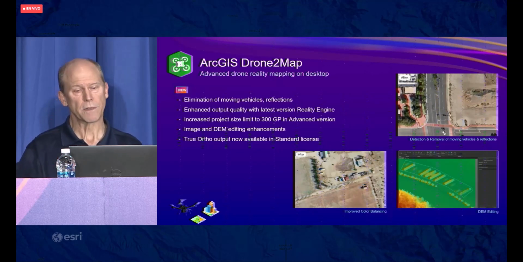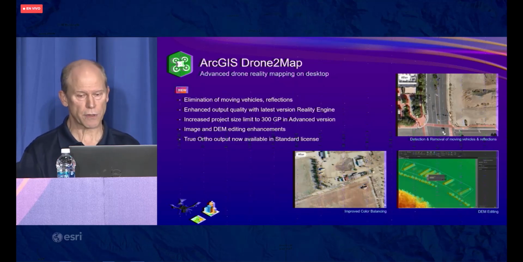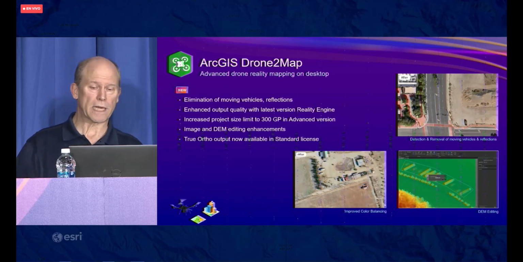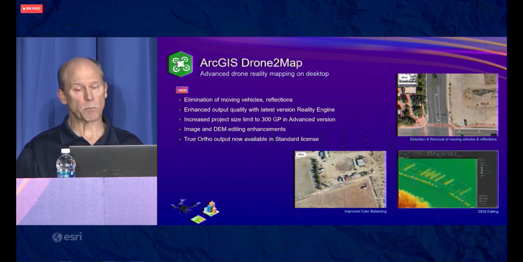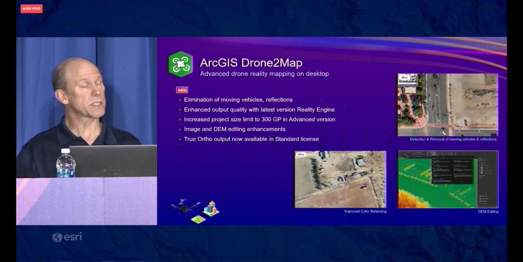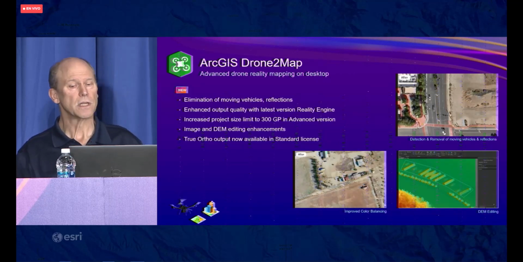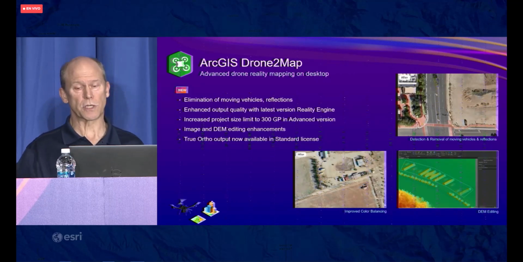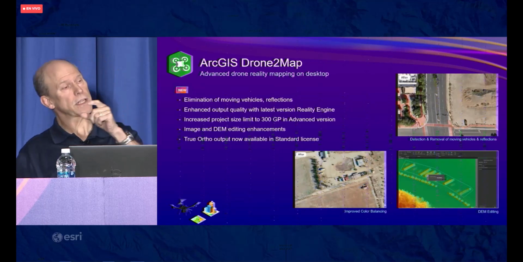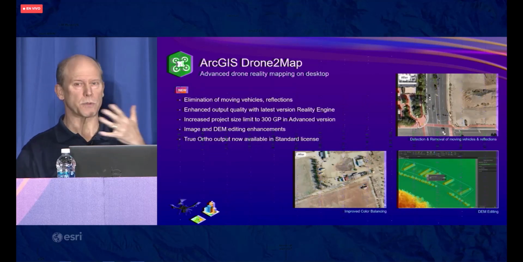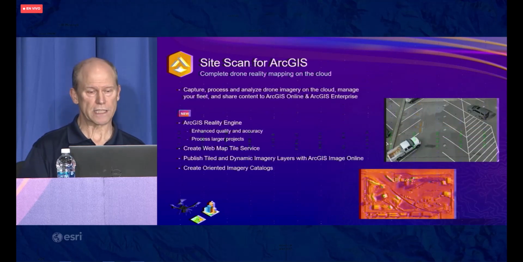So this slide shows some of the new features released in the current version 2023.1. It includes automatic elimination of moving vehicles and reflections, enhanced quality in the output products, and an increase in the maximum project size to 300 gigapixels with the advanced license. Enhancements to the editing tools, which include the True Orthos and the DEMs. And you do now get True Orthos in the standard license, which was a change from the previous version. So the True Orthos in standard or advanced license.